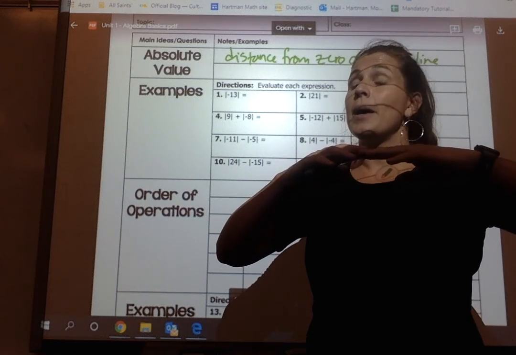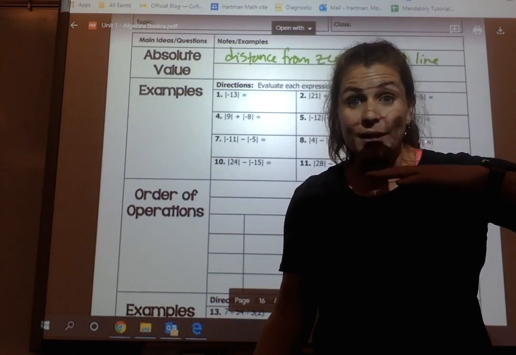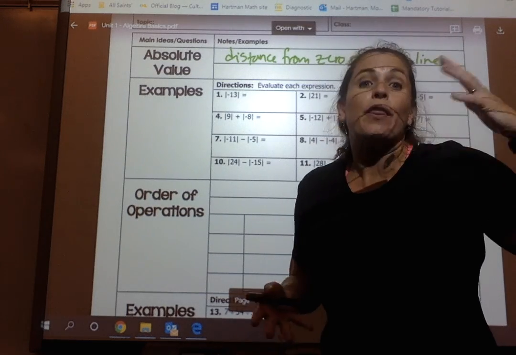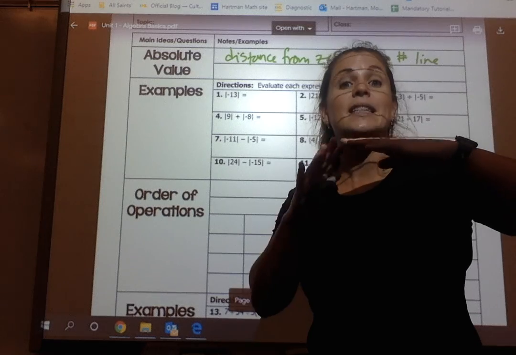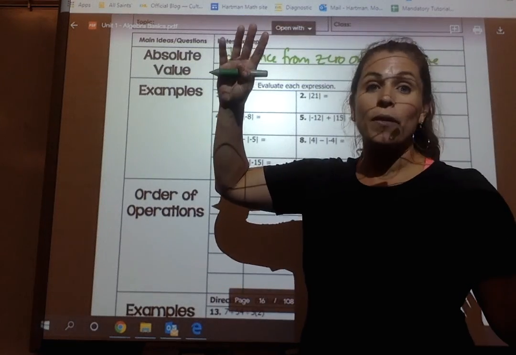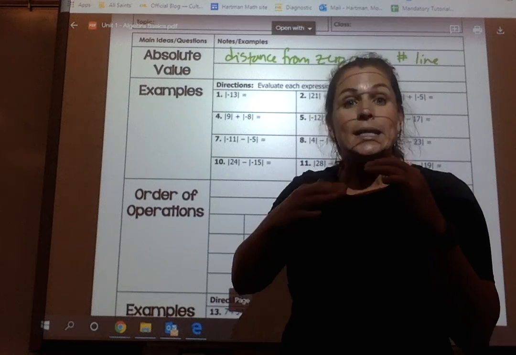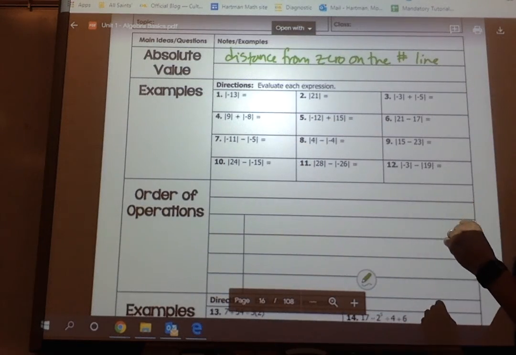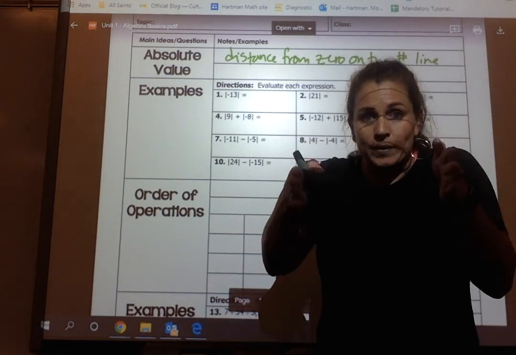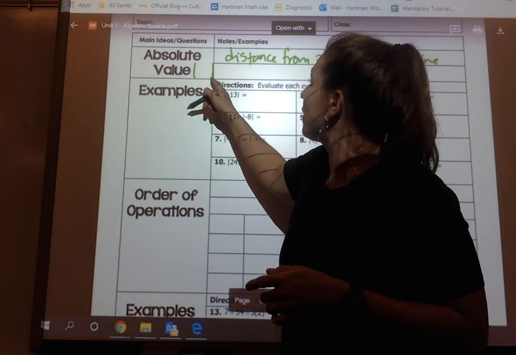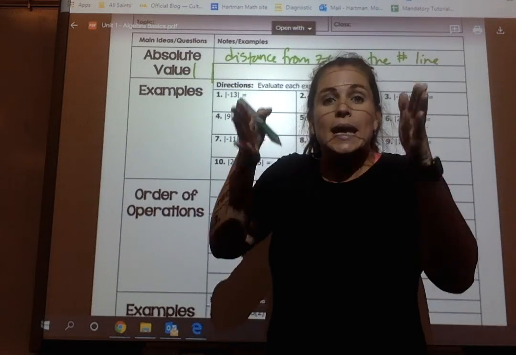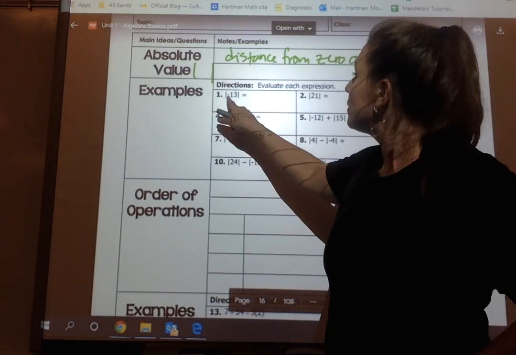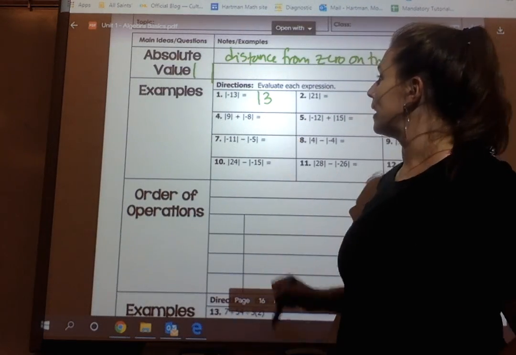You can go deep sea diving, and even though you've gone down, the distance would still be 30, 40 feet, whatever. Distance is still positive. You could be flying on an airplane 2,100 feet above the ground. Distance is always positive. So if you look at these examples, absolute value is noted by these brackets. Inside those brackets can never, ever, ever be negative. So absolute value of negative 13 is 13.